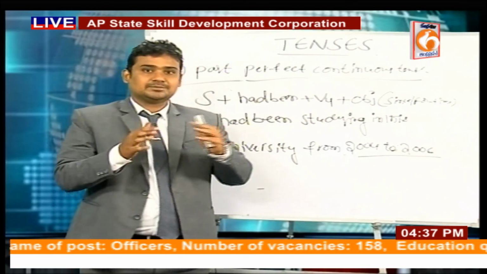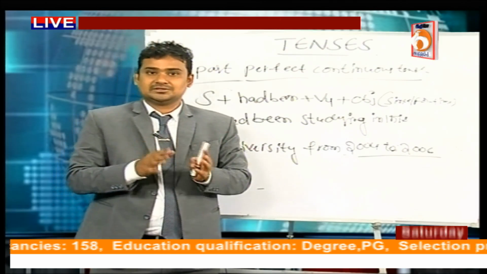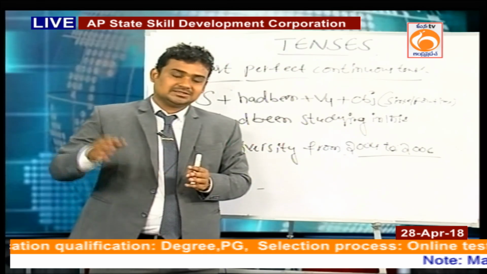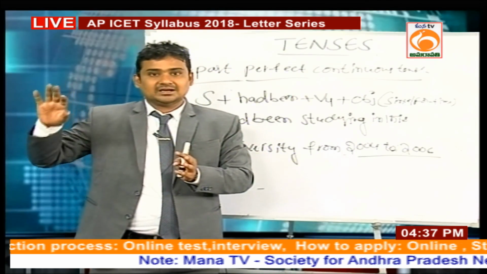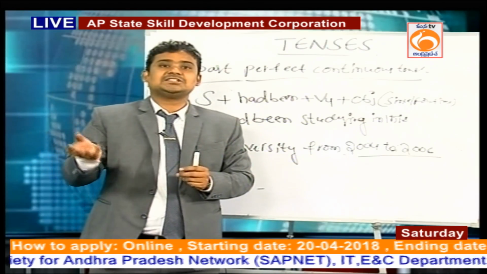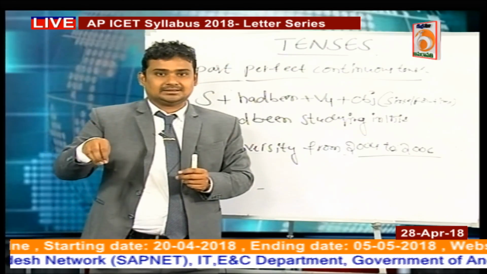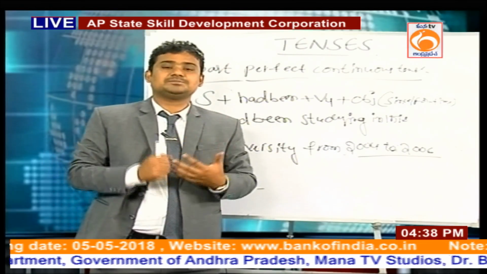So what is past perfect continuous tense? The past perfect continuous tense denotes an action or event that started in the past and finished in the past, between which one action was going on. This type of action is called past perfect continuous tense.